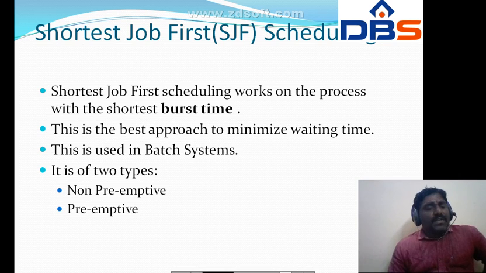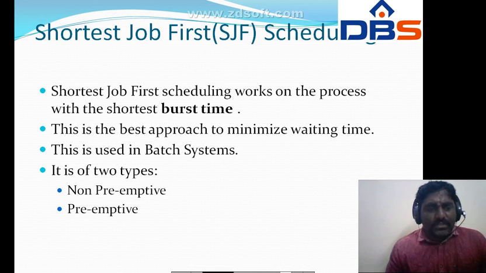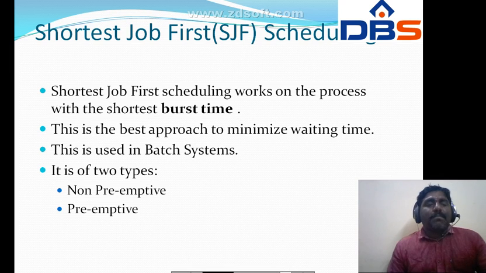And in SJF we have 2 ways, that is preemptive and non-preemptive. These are the 2 ways we implement shortest job first. Here shortest means the process which has the shortest, or less, burst time. There are 4 processes, P1, P2, P3, P4. Among those 4, the one with the least burst time is executed first. So this is the concept.